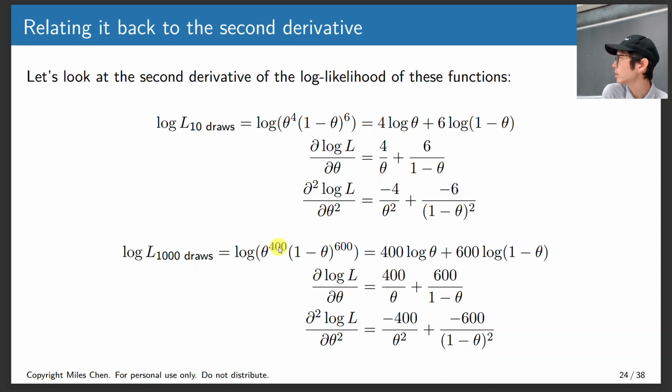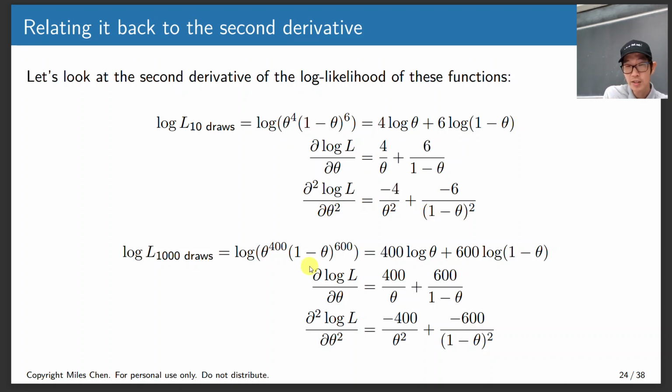We can relate this back to our second derivative. If you take the log likelihood of our first function, where we only had 10 draws, you get 4 log theta plus 6 log of 1 minus theta. The first derivative is 4 over theta minus 6 over 1 minus theta, and the second derivative is negative 4 over theta squared plus negative 6 over (1 minus theta) quantity squared. So this is our second derivative of the log likelihood.